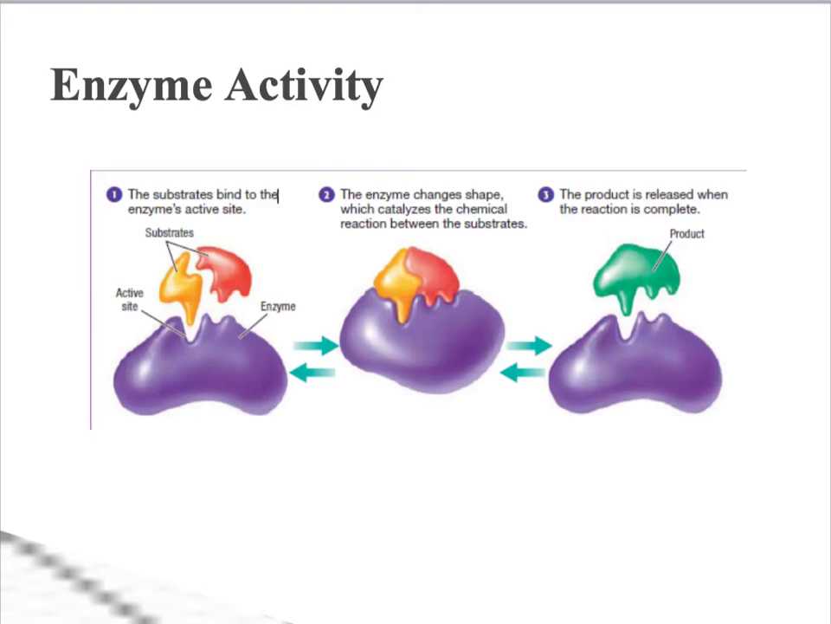All right, so take a look at this diagram. This is kind of how it's all mapped out. In the first section, you have a substrate that binds to the enzyme's active site. So see, you have a yellow and a red substrate. They bind, you see how they fit perfectly like a puzzle to that enzyme. And then once they bind, the enzyme kind of changes shape. See how it's in a different shape now? The catalyst is the chemical reaction between the substrates. And then in the third section, the product is released after the reaction is complete.